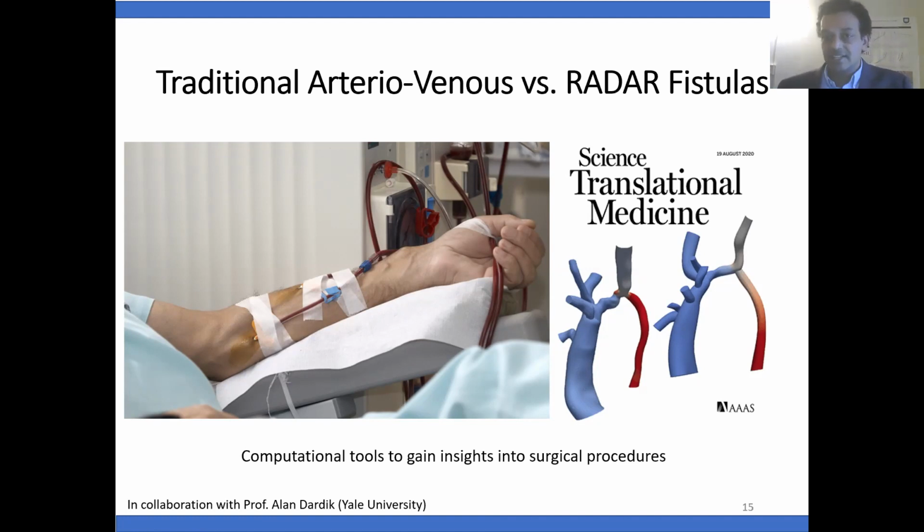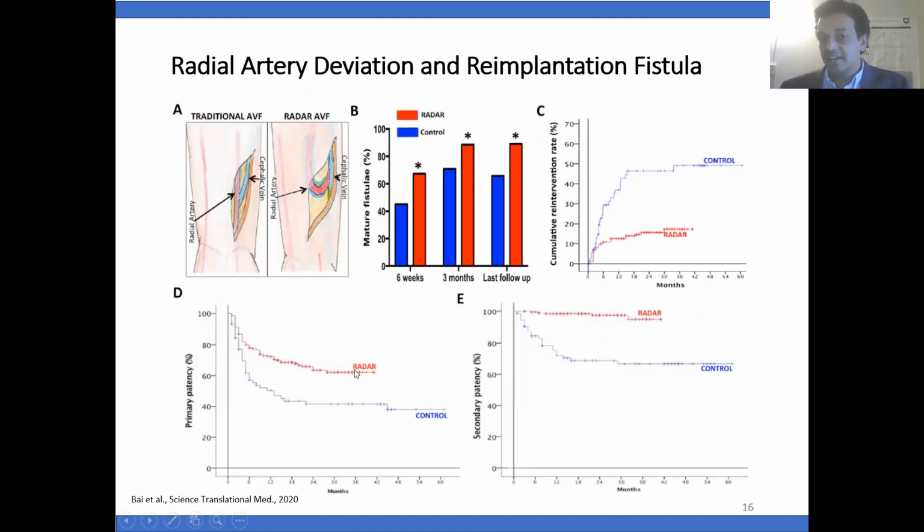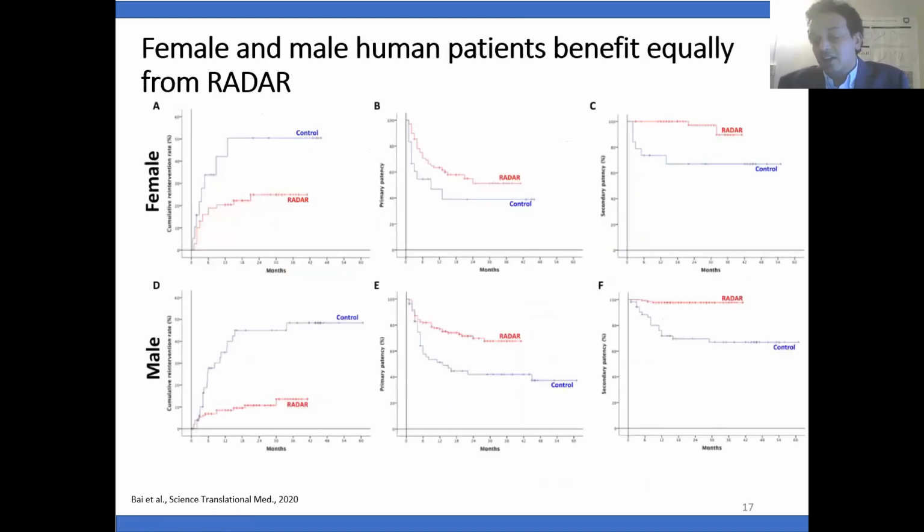But this particular surgery, the radial fistula that the surgeon had come up with, had superior outcomes. The primary and the secondary patency was far above the controls. And they were trying to figure out why that was happening in a retrospective trial. And it was actually also doing very well in women.